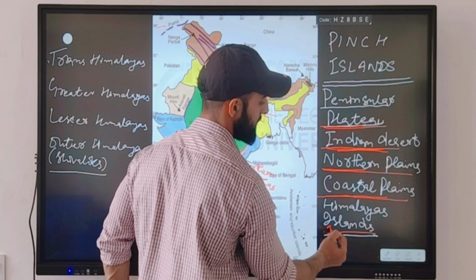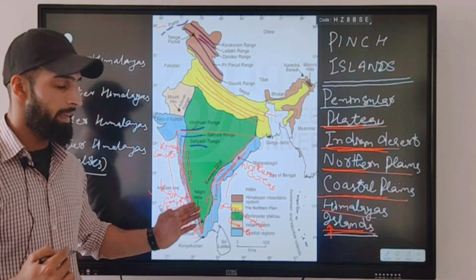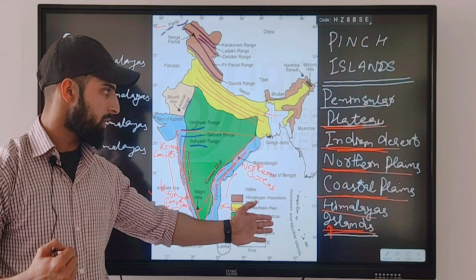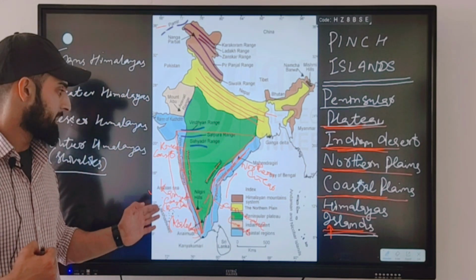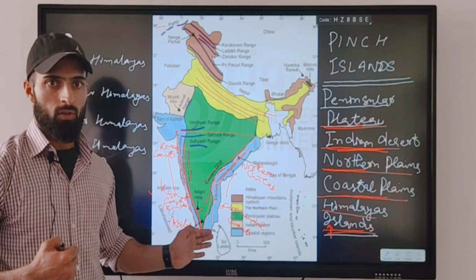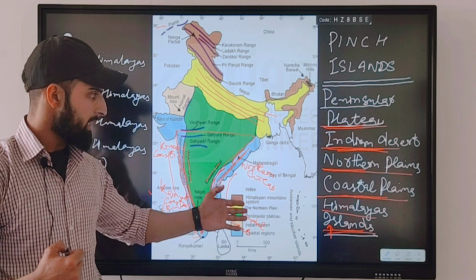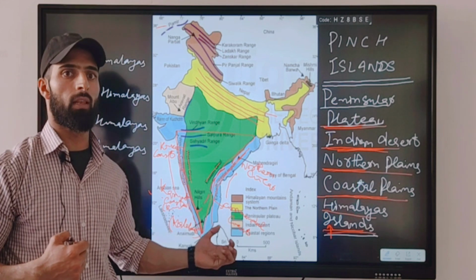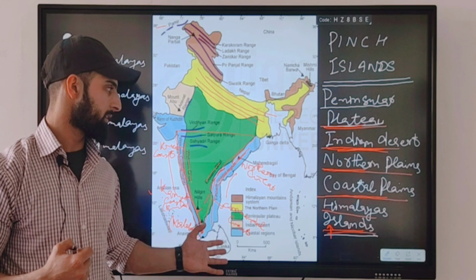Now we are left with islands. Now India has two group of islands. One lies in the Bay of Bengal, that's called as Andaman and Nicobar Islands. Another group of island lies in Arabian Sea, that's called as Lakshadweep. These two island groups of India have a plethora of biodiversity, and these two island groups provide India a remarkable opportunity to progress as far as economic prosperity is concerned.